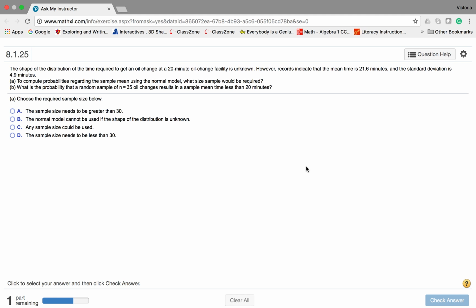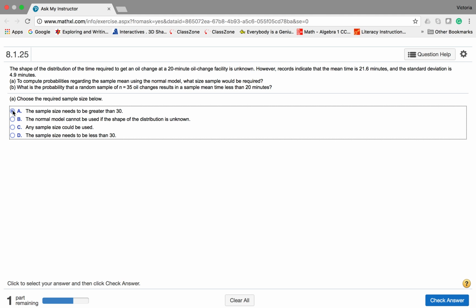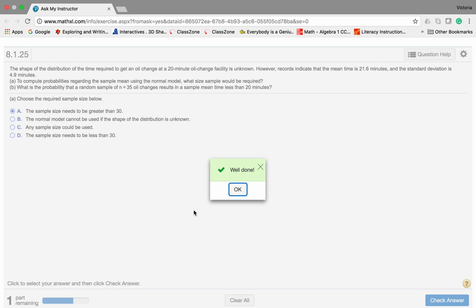So the first thing is we need to compute probabilities regarding the sample mean using the normal model. What size sample would be required? And for this, it's always that you need a sample size greater than 30. So that's from the central limit theorem, so that's always going to be your answer whenever you want to choose anything that's going to be using the normal model. So let's just check that out really quickly.